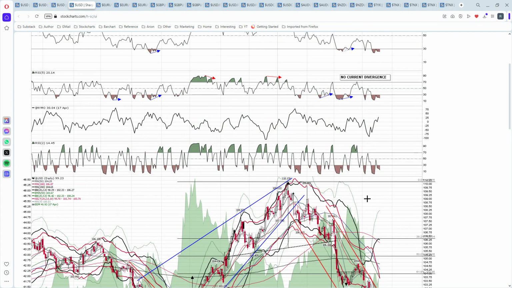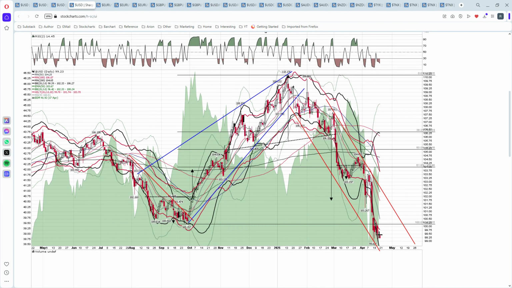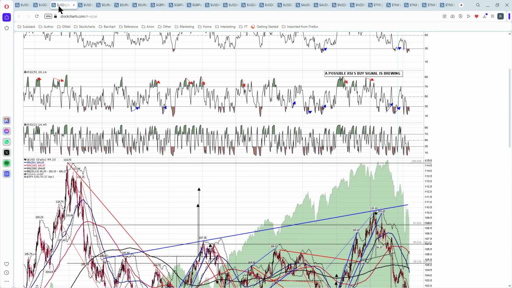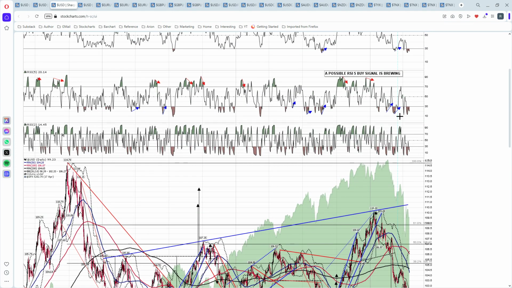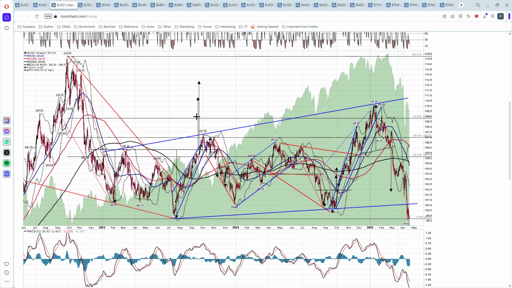We don't have any positive divergence here, but if we were to see a full retest of this low, we would get some possible buy signals brewing. I'm not thinking that this would be a big reversal on the dollar. I think this is likely to be heading down, but we could see a decent counter-trend rally here. Looking at the bigger picture charts, we have got a possible RSI 5 buy signal brewing here. What we don't have at the moment is an RSI 14.